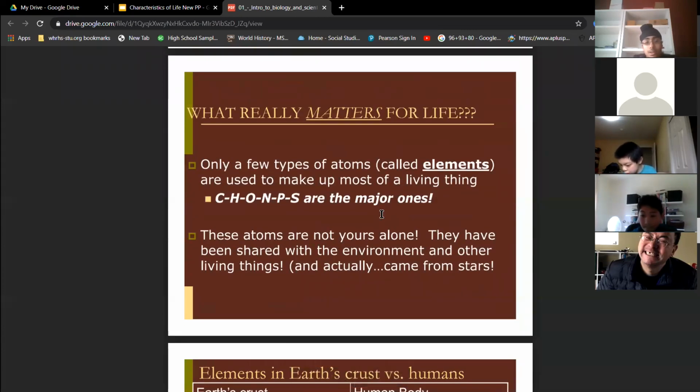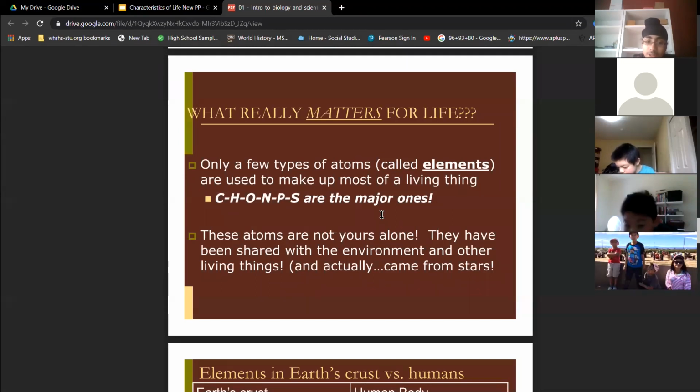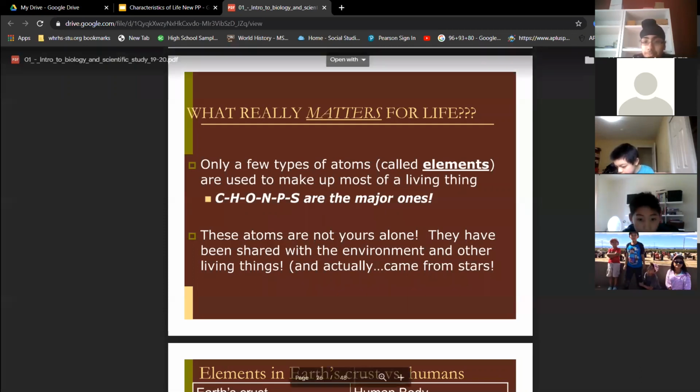The main elements that make up life are CHNOPS: carbon, hydrogen, oxygen, nitrogen, phosphorus, and sulfur. These are the major ones. The reason for these elements, we'll get into later when we start doing biochemistry, but it's good to remember these, and a great way to remember is using CHNOPS, the acronym.